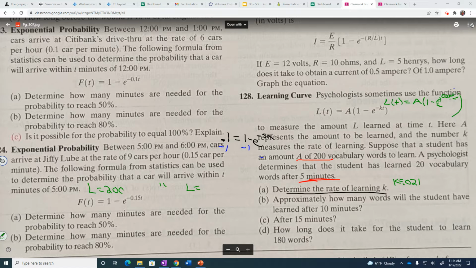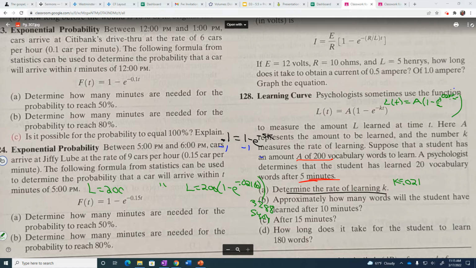L equals 200 times 1 minus e to the negative 0.021 times 10. We're just going to plug that into our calculator. You don't really have to do any solving on that step. Negative 0.021 times 10. So we get 37.88. And then we did the same for 15. We just replaced the 10 with the 15. And we get 54.